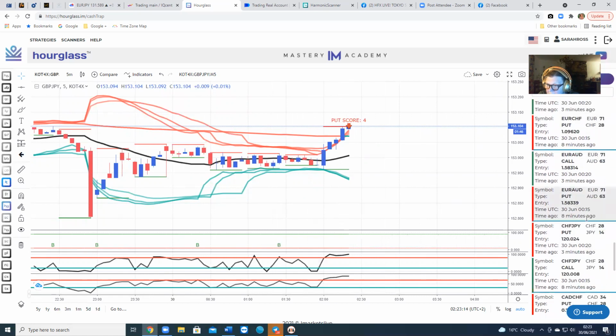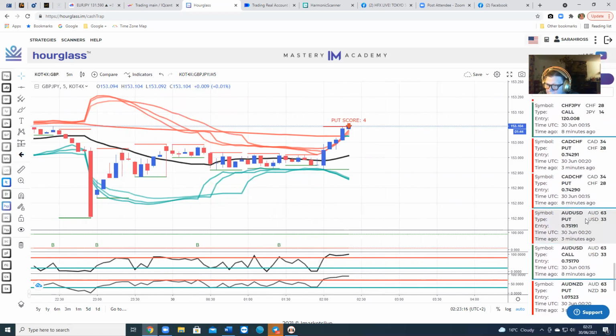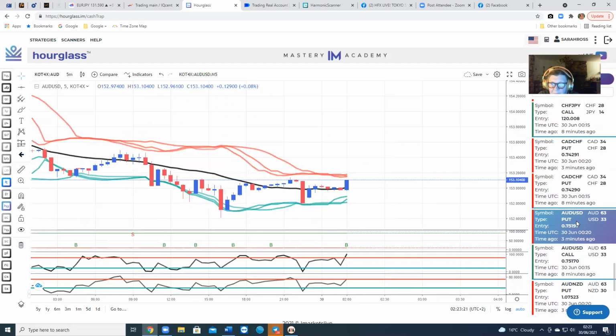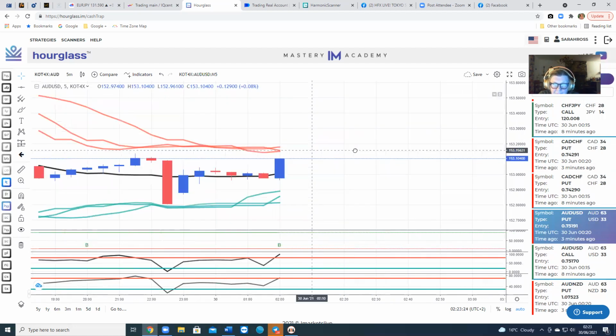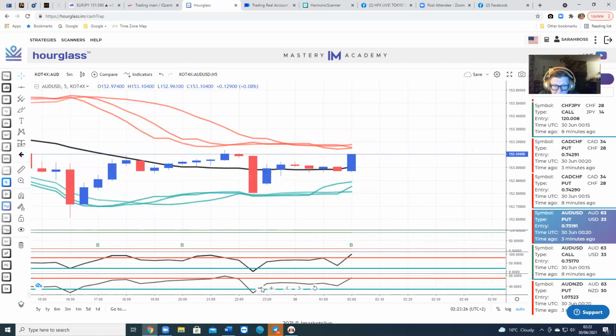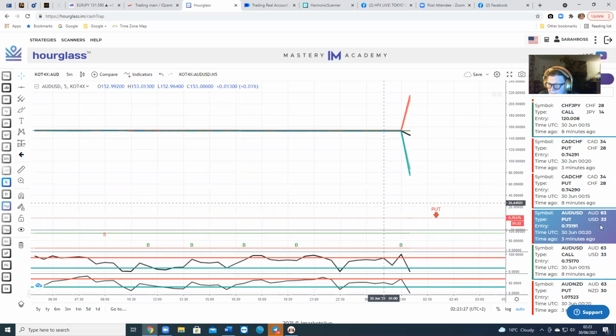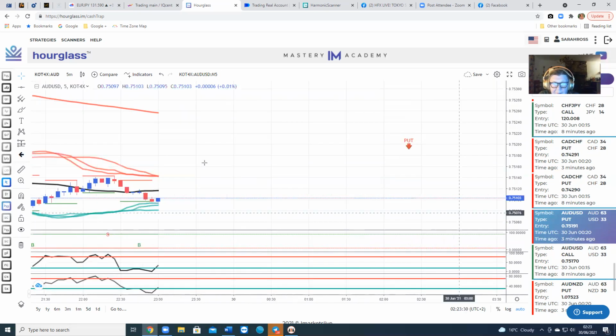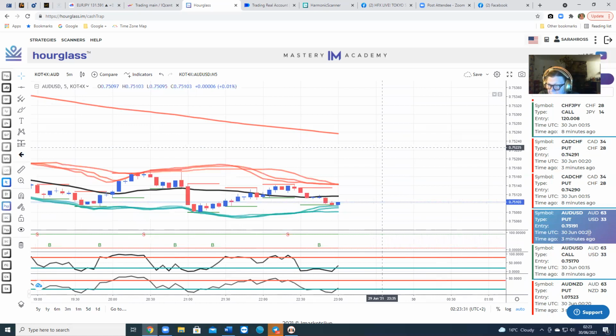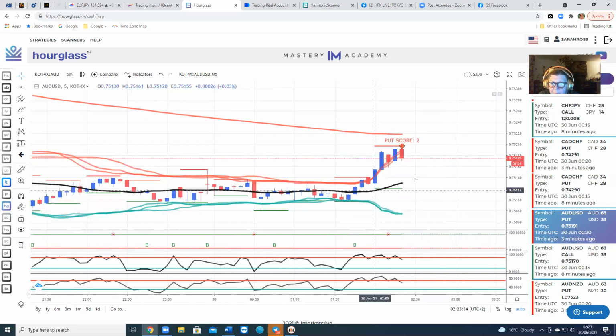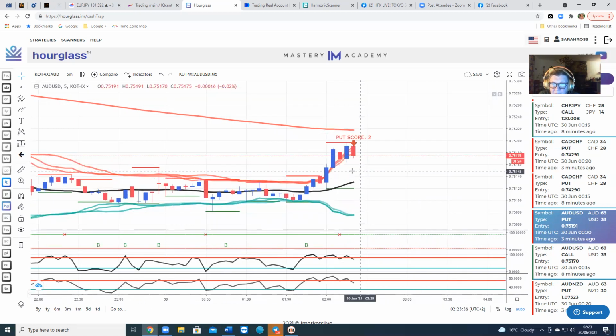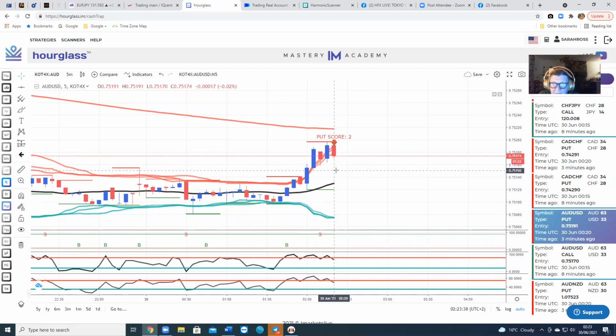Let's come down and look at our last couple that I like to trade. So again, Australian dollar 63, US dollar 33. It's called a put. Signal said put. It's a put score of 2. We don't take anything less than 3. I know it's going down, but we don't.